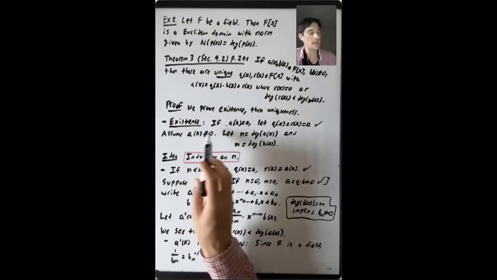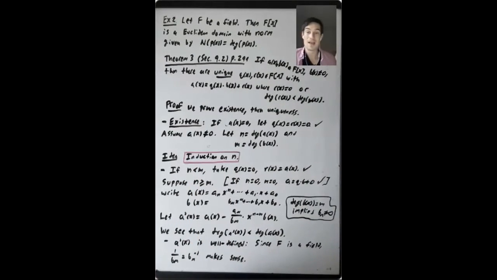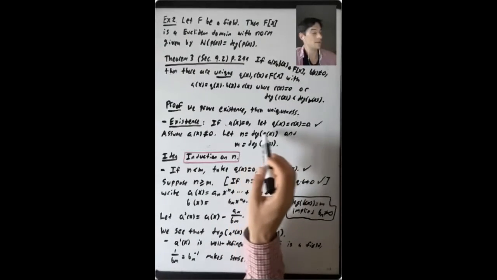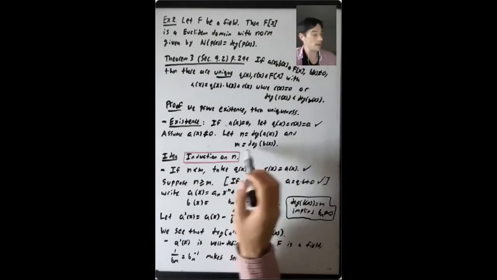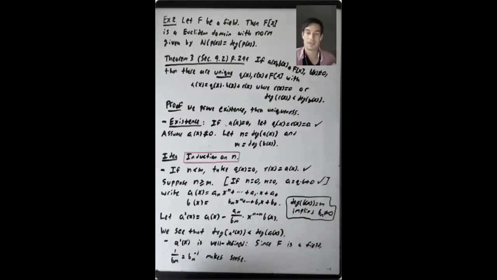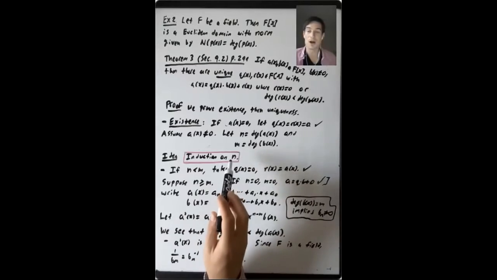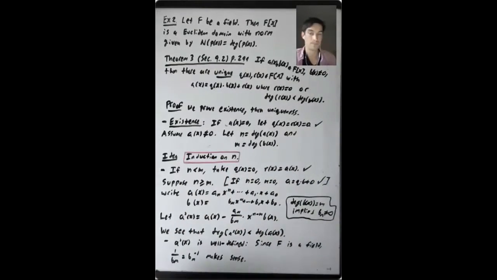So let's assume that a of x is not 0. And once it's not 0, it's a non-zero polynomial. It has some well-defined degree. So let's name the degree of a of x, call that n. And the degree of b of x, we'll call that m. So b of x we know is not 0 by assumption. And the idea here is going to be induction on n, the degree of a.